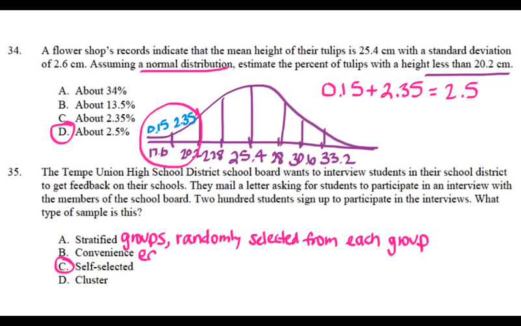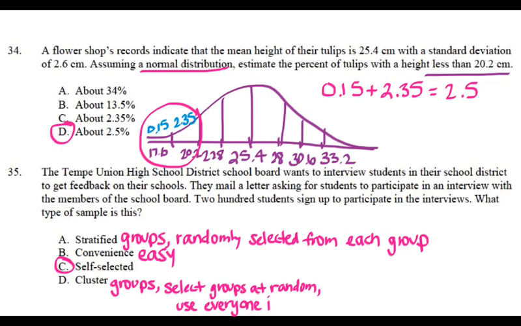Convenience is anything that is easy for the data collector. Self-selected is any volunteering. Cluster and stratified are very similar. You're still putting into groups. Then you select the groups at random. And then you use everyone in the group. Okay, so you need to know those definitions when you take the final.